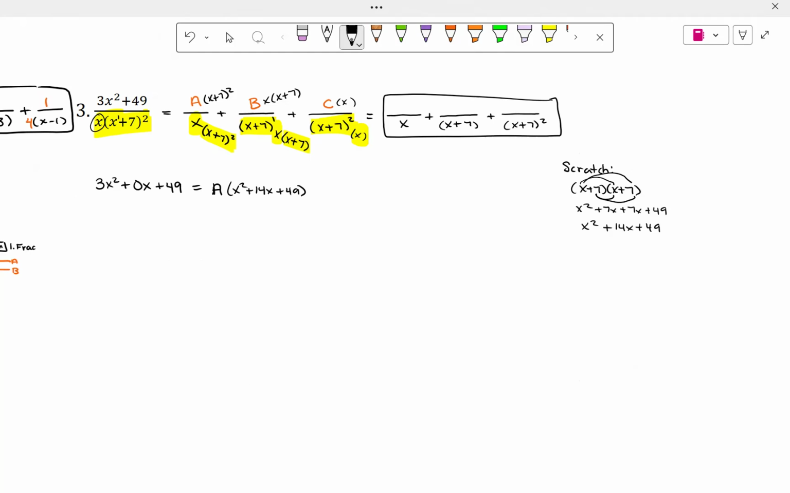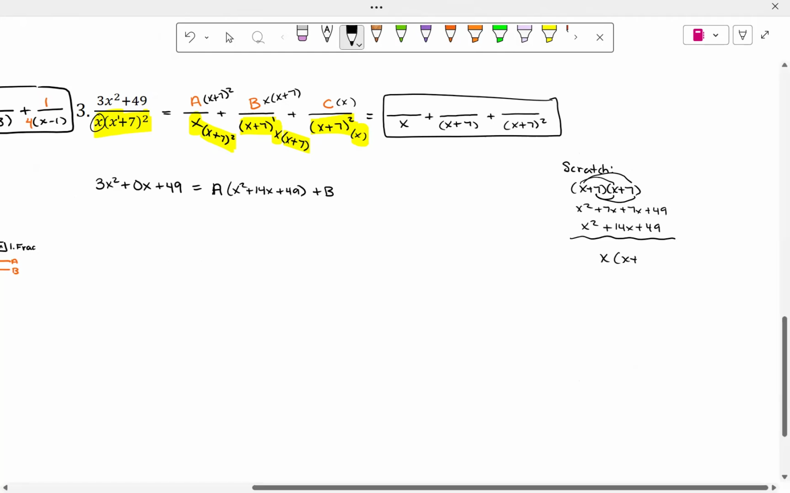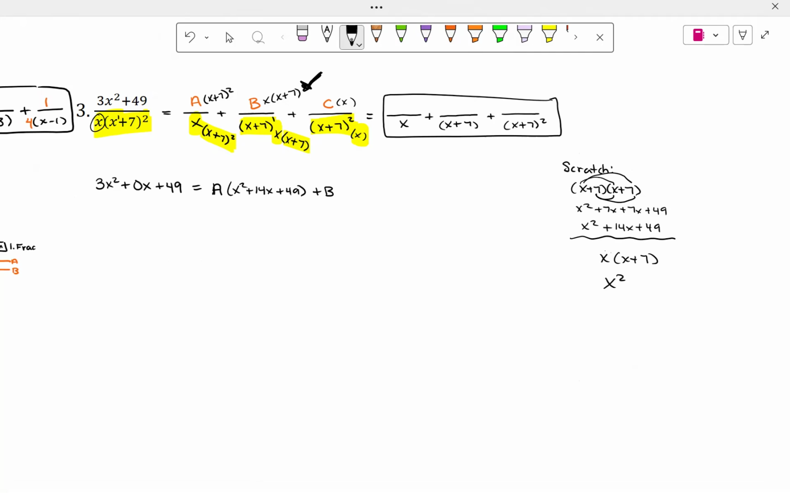My next numerator is plus b, and then b is multiplied to x and x plus 7 here. Right here, b is multiplied to x and x plus 7. So I'm going to go ahead and distribute x to x and get x squared, and then distribute x to 7 and get plus 7x. And that's what b is going to be multiplied, the quantity of x squared plus 7x.